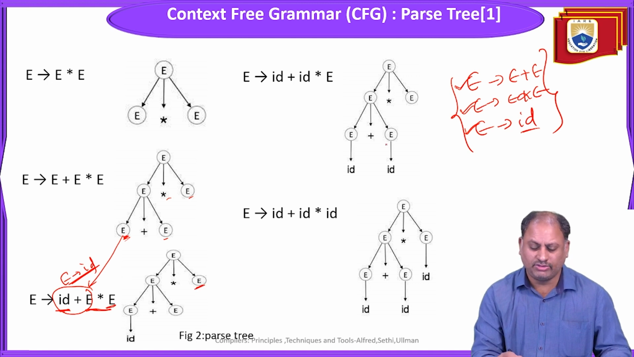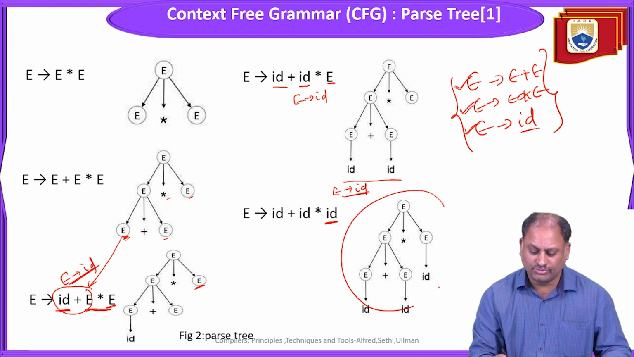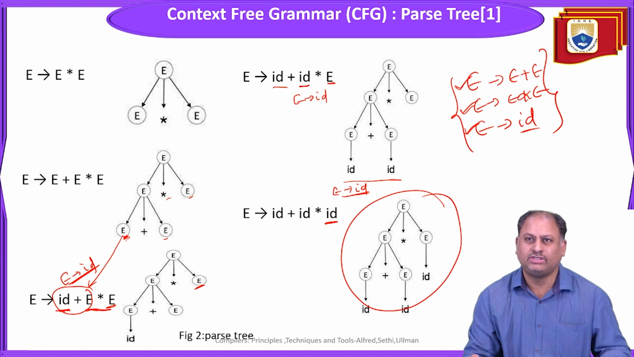In the next step of generating the parse tree, we apply the same derivation, E derives ID, once again, and we get a new derivation tree. Finally, the last non-terminal E is also substituted with E derives ID, and we get a new parse tree.